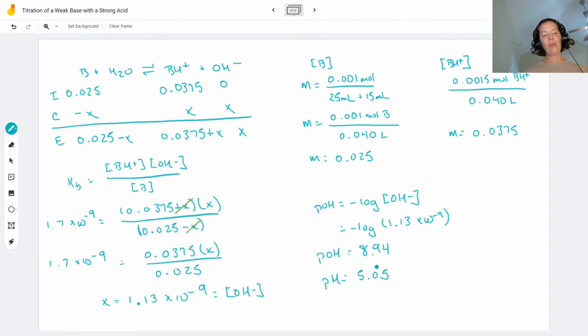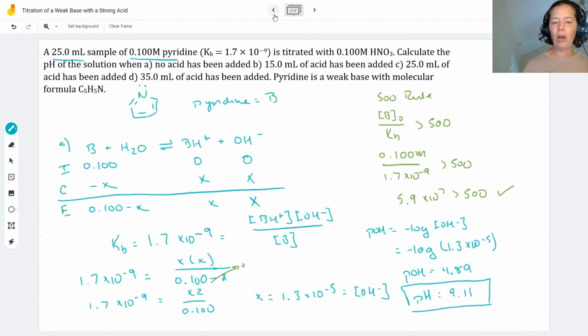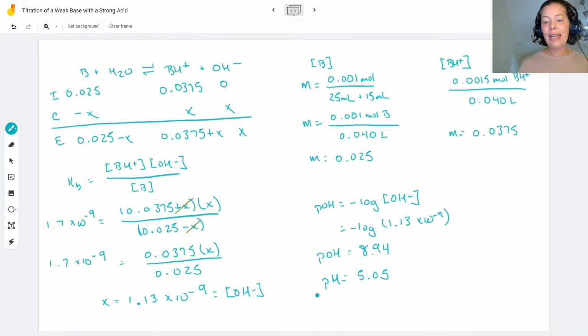Okay, so again, we do our logic check. If we remember from part A, our pH started at 9.11. What have we added to the solution? We've added acid. So we do expect our pH to drop. So did our pH drop? Yes, our pH dropped quite a bit, right? So remember, we're adding a strong acid here. Okay, so again, that was when you added some acid, but not enough to reach the equivalence point. So let's go ahead and move on to part C.